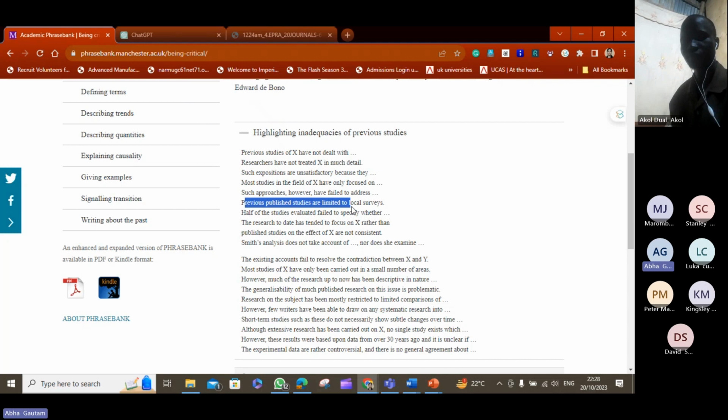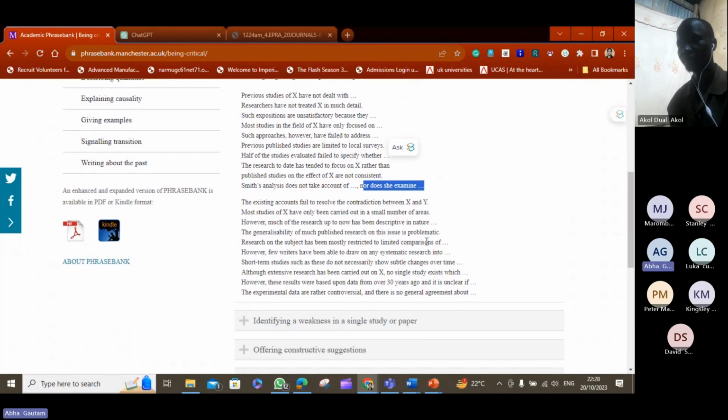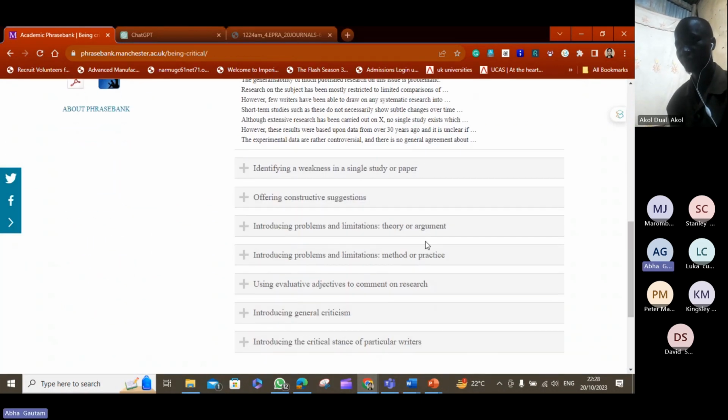Previous published studies are limited to local surveys, so they did not provide the broader picture. They just stood by the local surveys which they did. That was the weakness of that research. Or you can say, Smith's analysis does not take account of this particular thing which your research is doing, nor does she examine this bit. So this is how you can make your writing impactful.